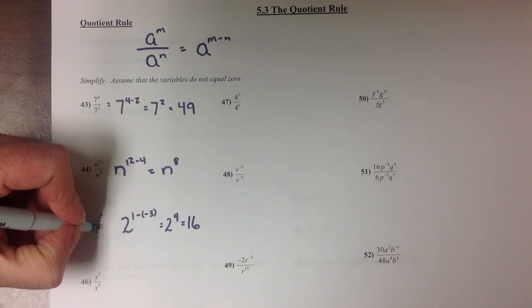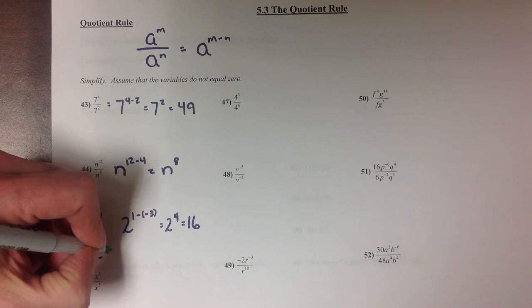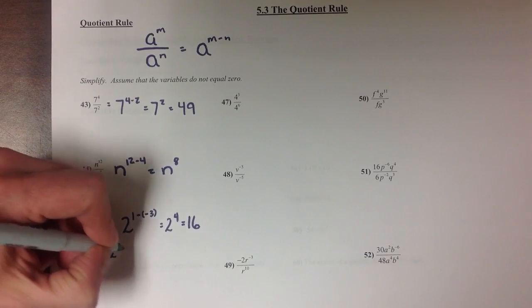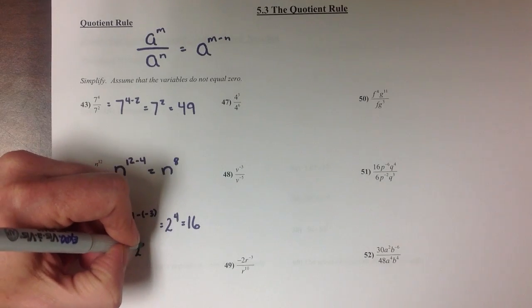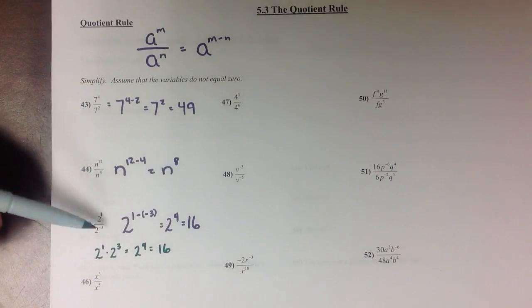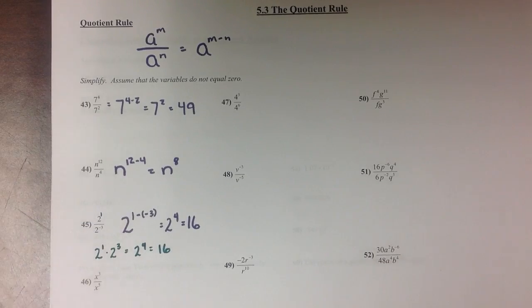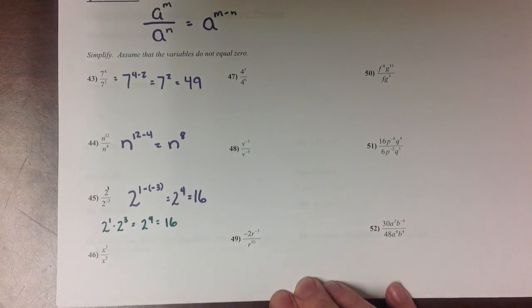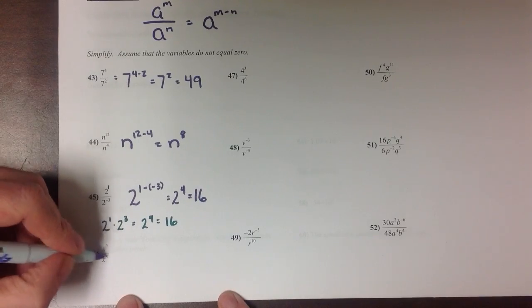There's an alternative way to think of this. If you want to use the elevator pass to bring this 2 upstairs, you would end up with 2 to the 1 times 2 to the 3. And then that product rule would apply, where this still becomes 2 to the 4th, or 16. So if your operations with integers are a little shaky, remember that you can always use the pass to bring that number upstairs.